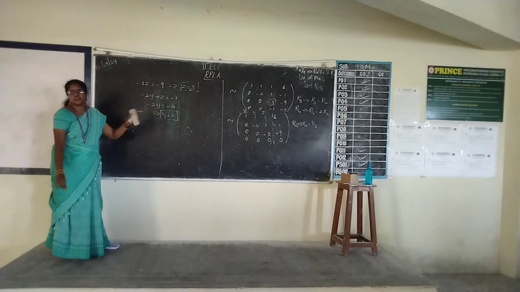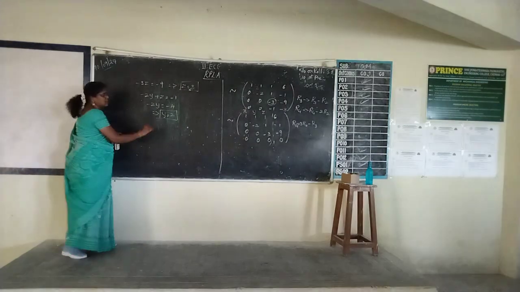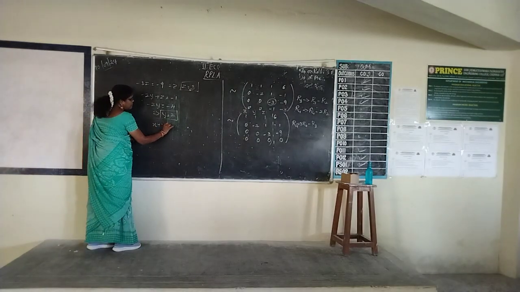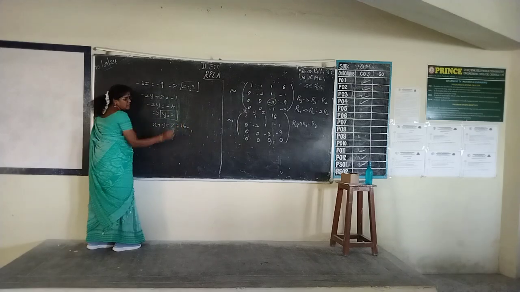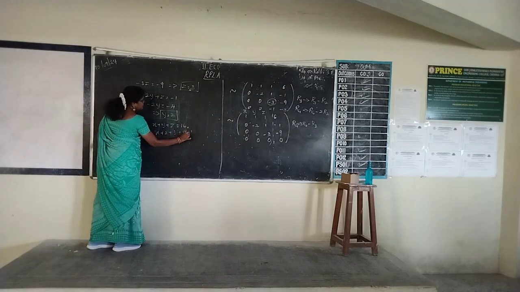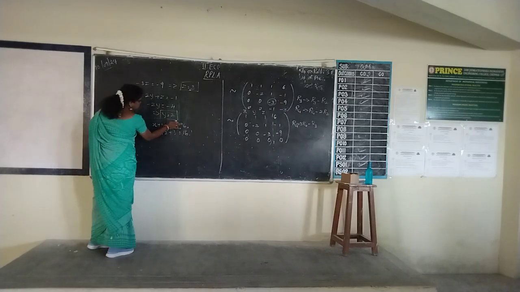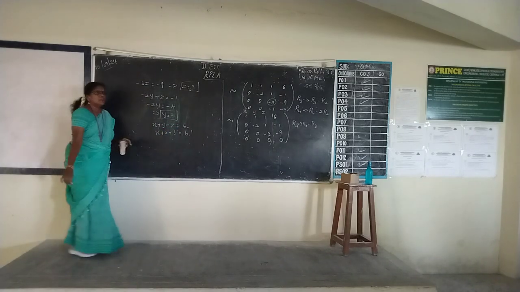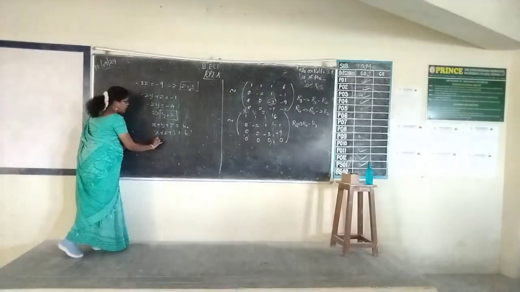Now write your first row. The first row will be your original equation. So x plus y plus z equals 16. So x plus 2 plus 3 equals 16. So what is x? 1.